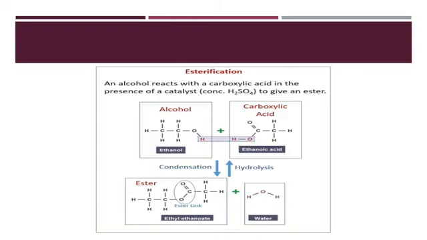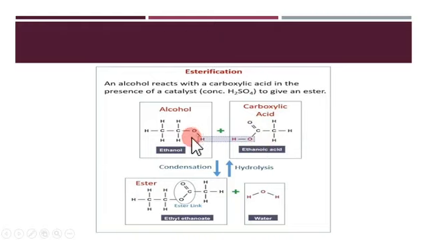Now what is esterification? Esterification is when an alcohol reacts with carboxylic acid in the presence of a catalyst, which is your concentrated sulfuric acid, to give an ester. Now the alcohol is your ethanol with 2 carbon atoms. And we have our ethanoic acid with 2 carbon atoms, that's ethanoic acid.